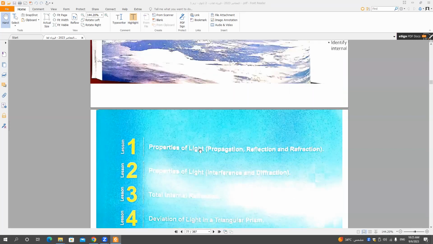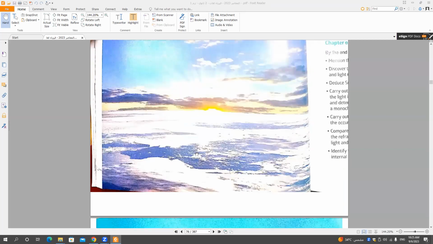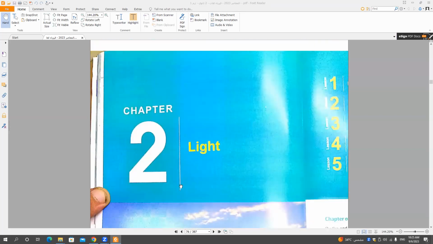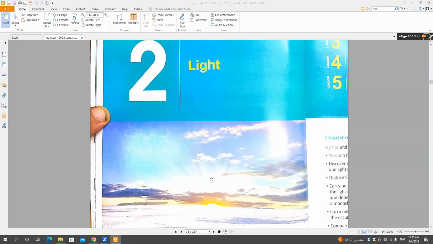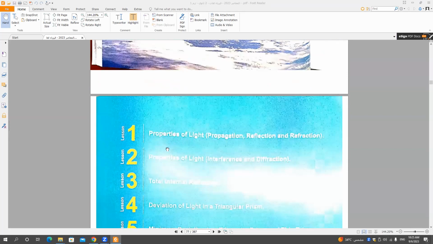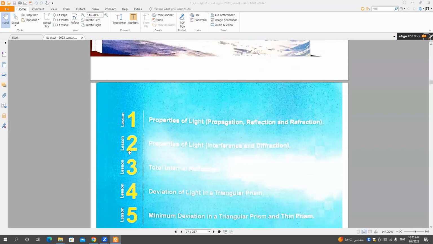Our lesson. Okay. Chapter 2 talks about light, all properties of light. Light is an electromagnetic wave, as we studied in the last lesson. And it doesn't need a medium to travel, and it can travel in space with very high speed, 3 times 10 power positive 8 meters per second.